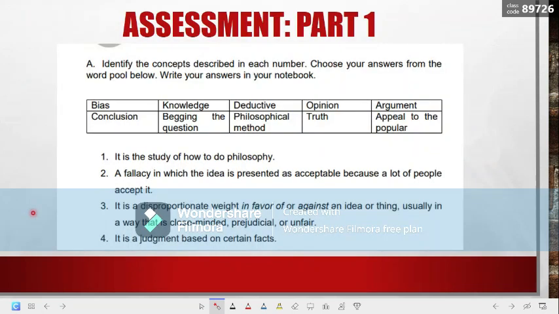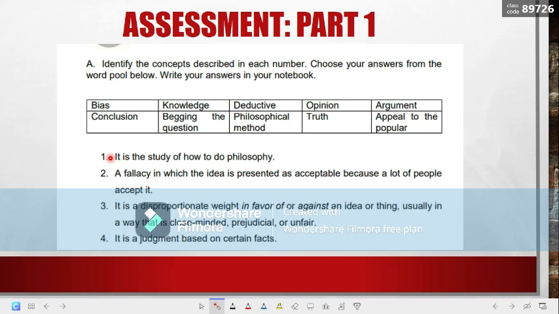Now let's proceed to an assessment. The assessment consists of two parts. We have part 1 and part 2. Let's start with part 1. So you have to identify the concepts described in each number and choose your answers from the word pool below. Write your answers in your notebook. Okay, so we have here the word pool. All you have to do is select your answers based on the concepts described in each number.